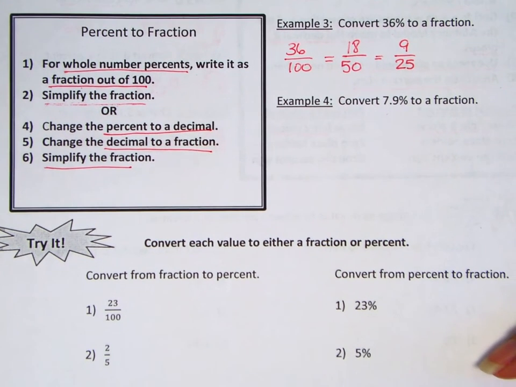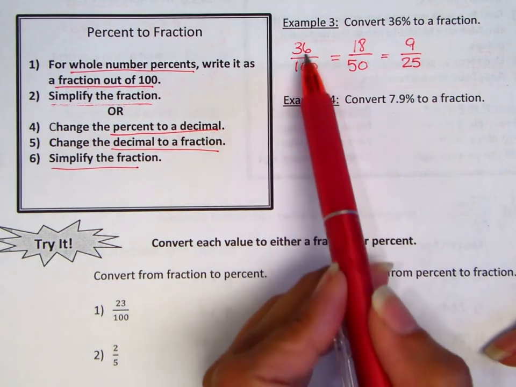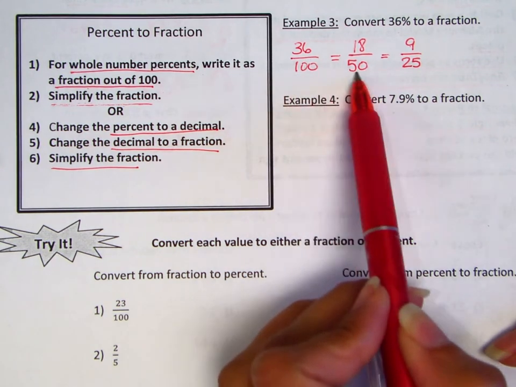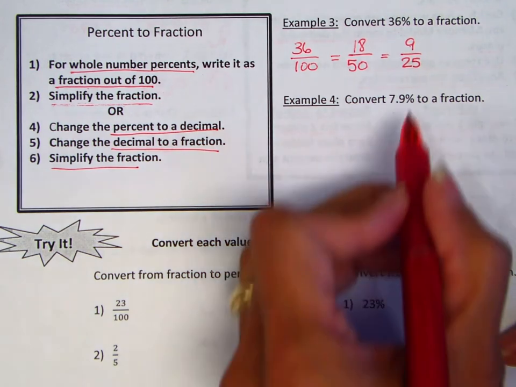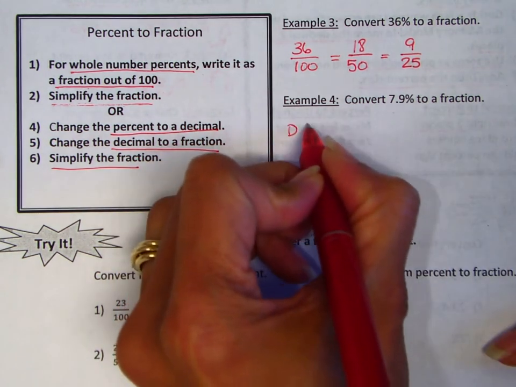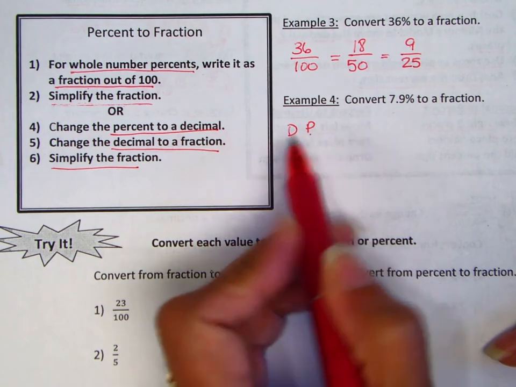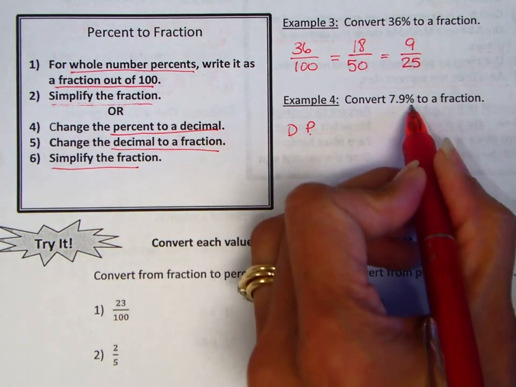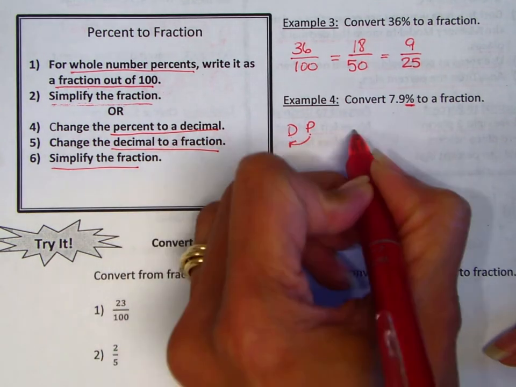Let's try 7.9%. I could write it out of 100, but then it becomes a little more difficult because making equivalent fractions, simplifying fractions with decimals as numerators is a little more complicated. So instead, I'm going to change that percent to a decimal. Remember that memory model, decimal to percent in alphabetical order. I'm going to actually make a percent to a decimal first.